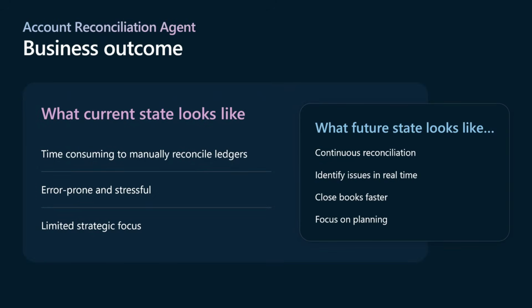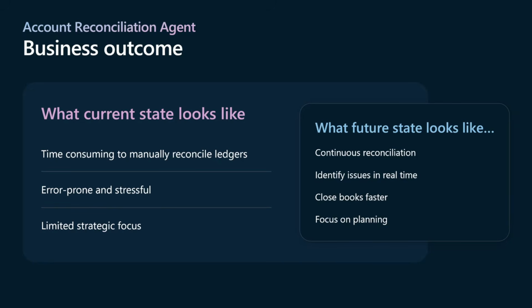So today, the reconciliation is manual, time-consuming, error-prone and stressful, and it limits our ability to focus on strategic planning, which we started as a problem statement in the beginning. But with the account reconciliation agent, the future looks very different. The reconciliation becomes continuous, not periodic. The issues are identified in real time, not after the fact. We can close books faster and improve agility, and the team can shift the focus from fixing errors to forward-looking planning.